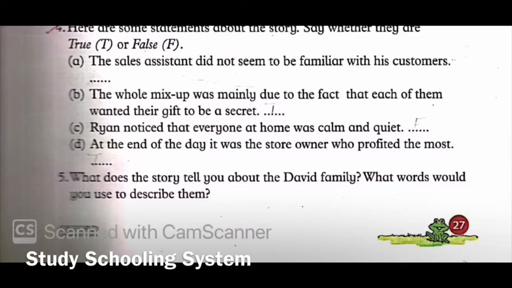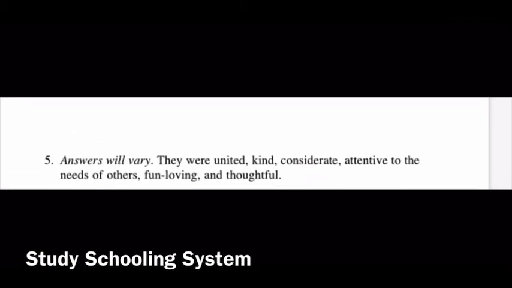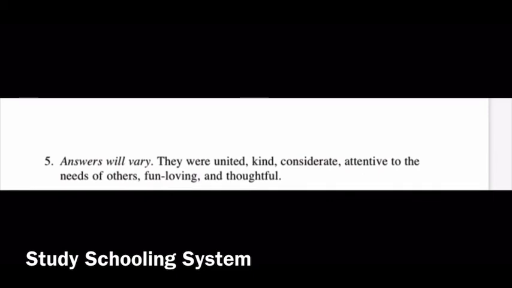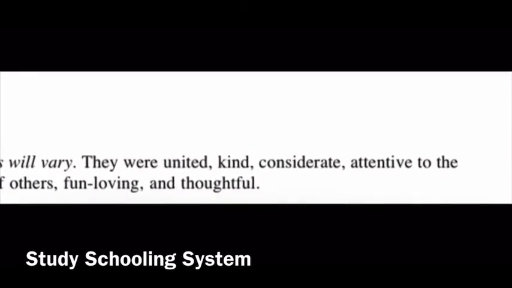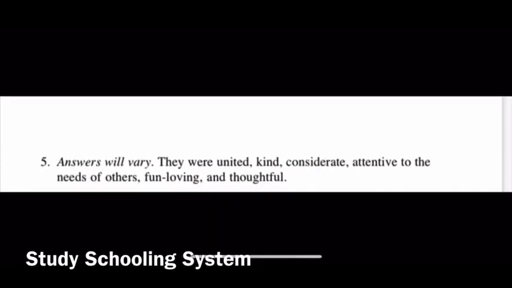So students, what did you notice in this family? What is their character like? Yes, they are kind, they are generous, they are thoughtful, they are attentive to others, right? So your answer can be something like this. They were united. United means they're all together. They're not fighting. They're together. They're united. Then you can write kind. So they were united. They're kind.